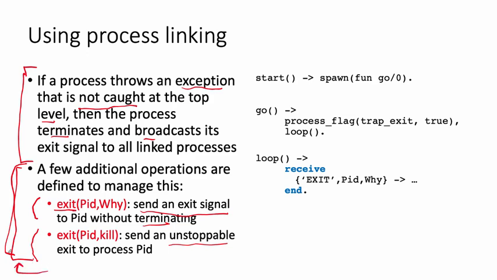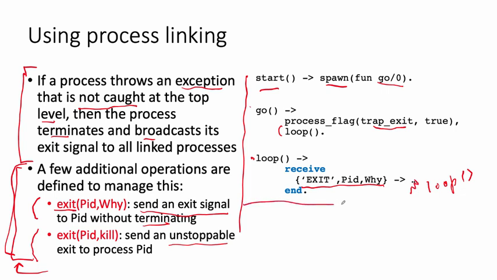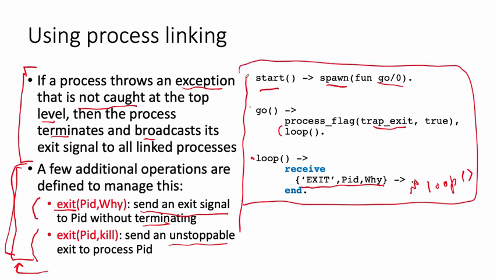Okay, so here on the right, there's some code. Here I spawn this function with 0 arguments. This function sets trap exit equal to true, and it loops. The loop would normally be a recursive thing. When it receives an exit, it does something. So basically this process on the right would be observing other processes that might crash. Okay, so you see how linking works.